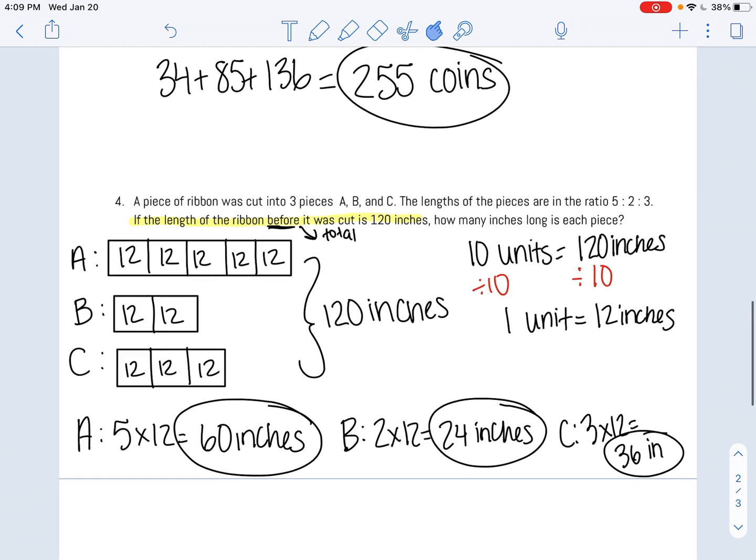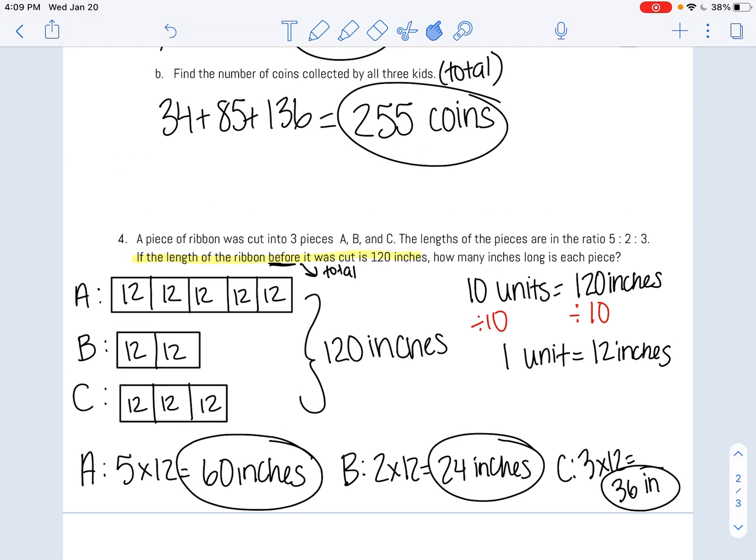So the overall idea here with solving these types of problems, first we want to draw a picture to represent our ratios. Then we're going to figure out, do we just have a part? Do we have a total? What are we solving for? Setting that equal to each other, finding one unit, and from there we can find any other amount that the problem might be asking of us.